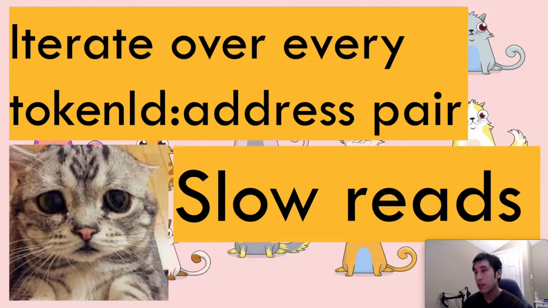Unfortunately, with just those two mappings, it's not possible to have an efficient way to return all the token IDs that are owned by an address. One way might be to iterate over every token ID to address pair in the mapping, and then check if that address belongs to the target address. And if so, then you might store the token IDs in a list and then return that list of token IDs. However, that would be extremely slow because you have to iterate over the entire mapping.